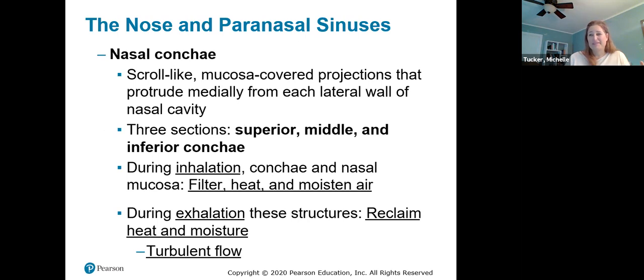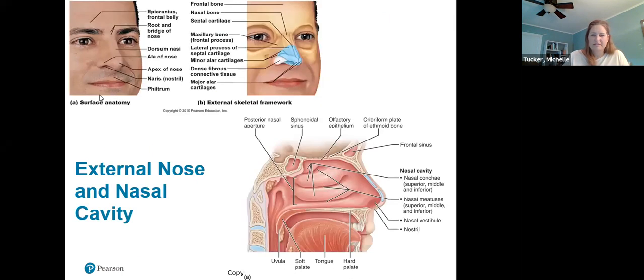I think these might be my favorite nasal structure, the nasal conchae. There is a superior, a middle, and an inferior nasal conchae, and they form ridges on the septum walls. So they line the nasal cavity, and what they do is they create turbulent airflow.